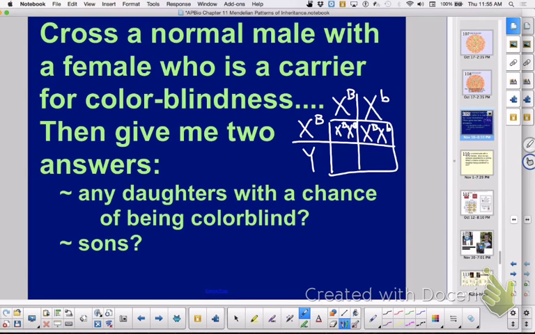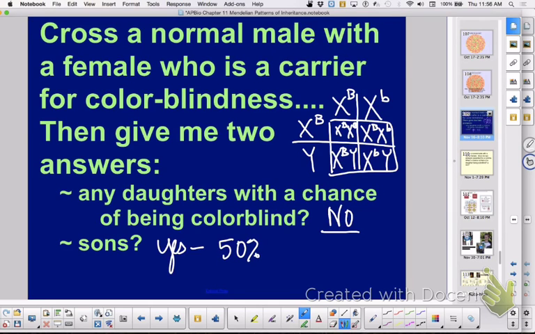Female carrier. So, any daughters with a chance of being colorblind? No. No daughters with a chance of being colorblind. Now, any daughters with a chance of being a carrier? Yeah, okay. Then let's do our boys. X big B, Y. What would that be? Normal male. And X little b, Y, what would that be? Colorblind. So any chance of sons being colorblind? Yes.